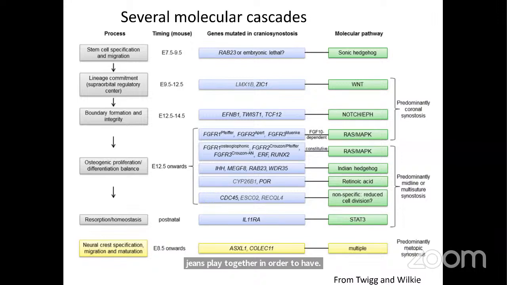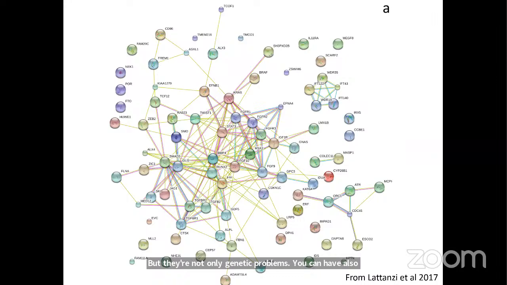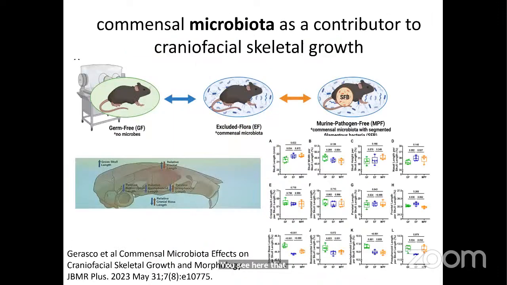And these genes are better and better known. But there are not only genetic problems, you can also have external factors. And nowadays, in a very recent paper, we know that there are also unexpected factors that may intervene in skull growth very indirectly. You see here that by changing the microbiota in mice, we can modify the length and size of the skull. So you see that there are lots of factors that we don't yet know that might play a role in growth in general and in growth of the skull in particular.